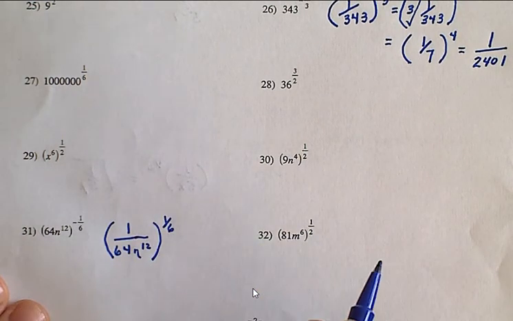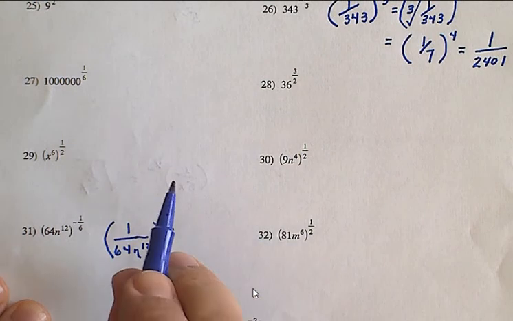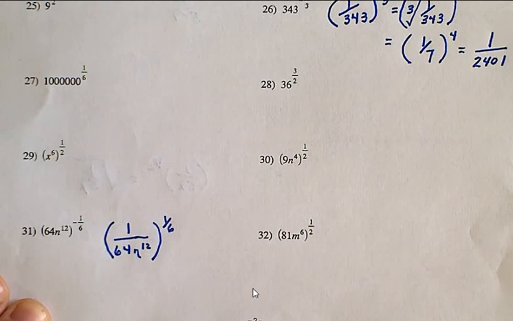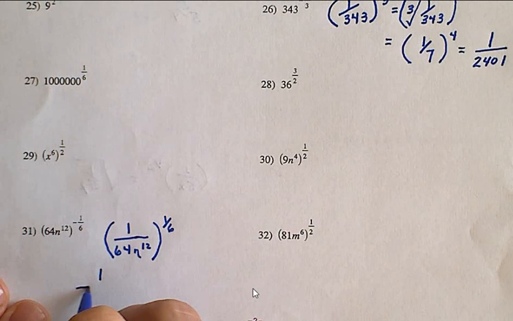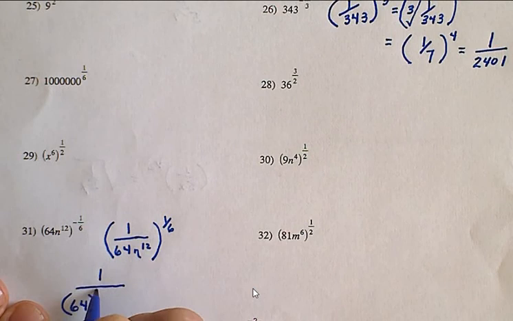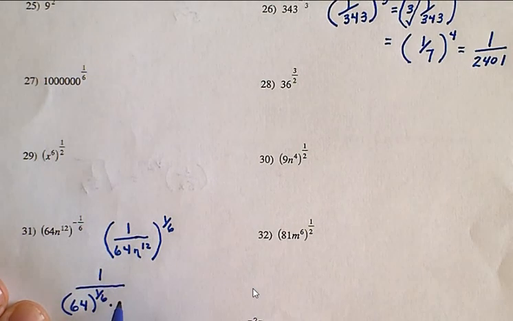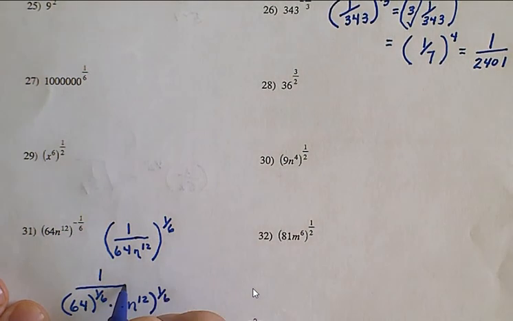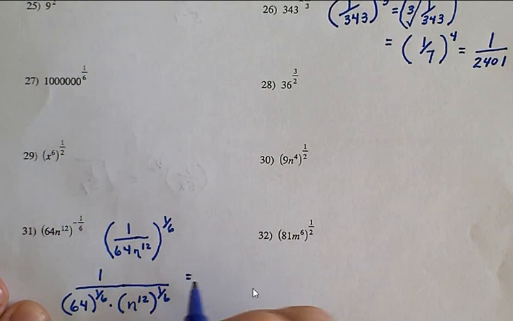Now, I'm going to take that 1/6 and distribute it through. If you distribute it over the 1 on top, it really doesn't matter, because that just means you're taking the 6th root of 1, which is still going to be 1. But this is going to become 1 over 64 to the 1/6 power times n to the 12th to the 1/6 power. And the 6th root of 64, if you type that in, is just a 2.